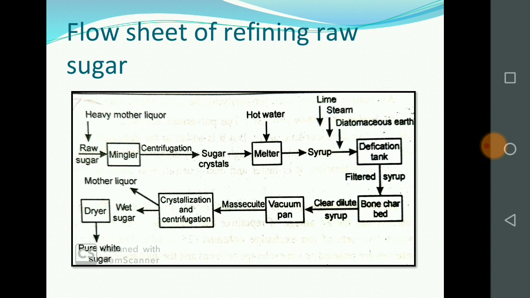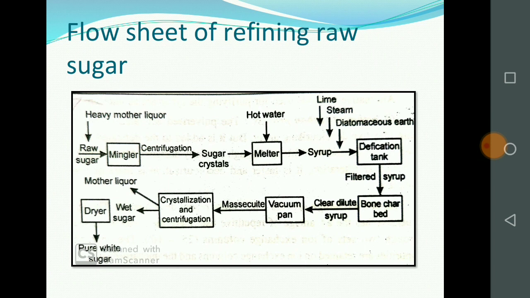Alternative methods used for purifying the syrup are activated carbon process, ion exchange process, sulfitation process, or carbonation process.